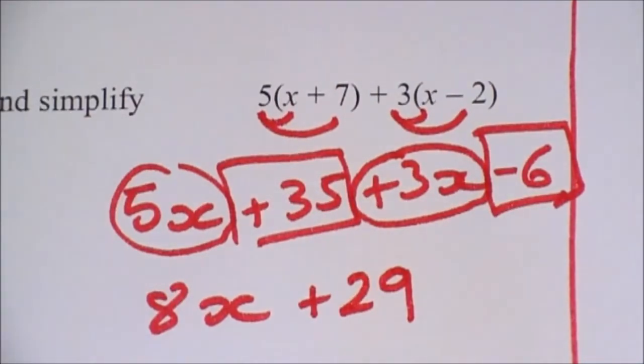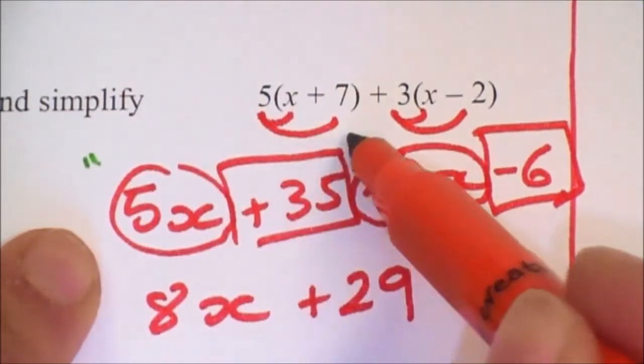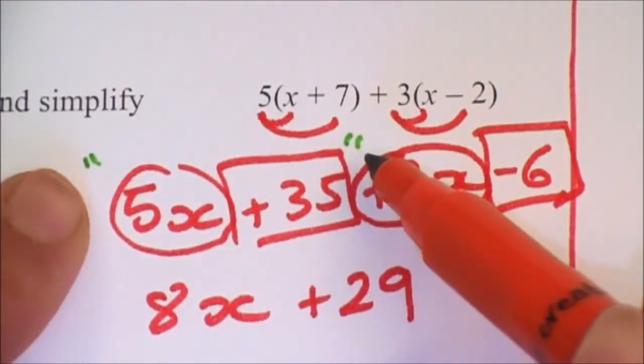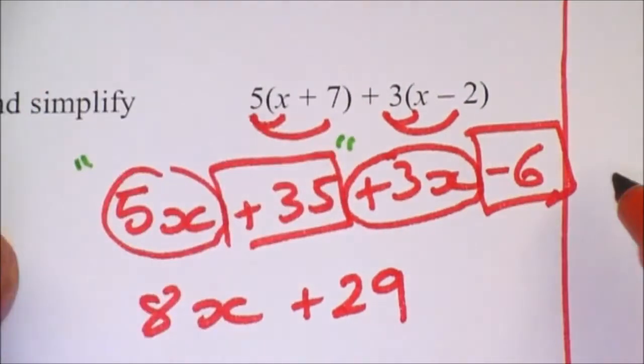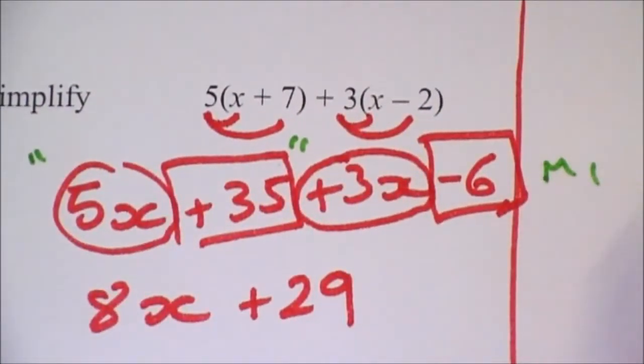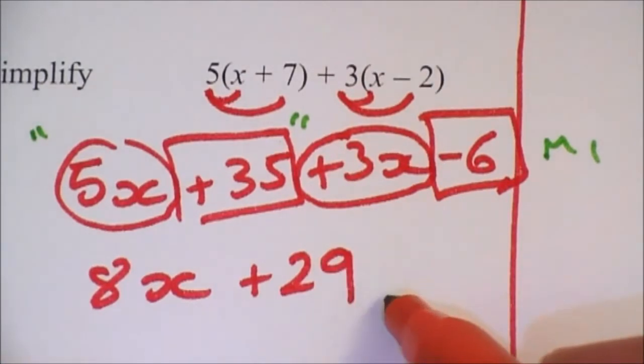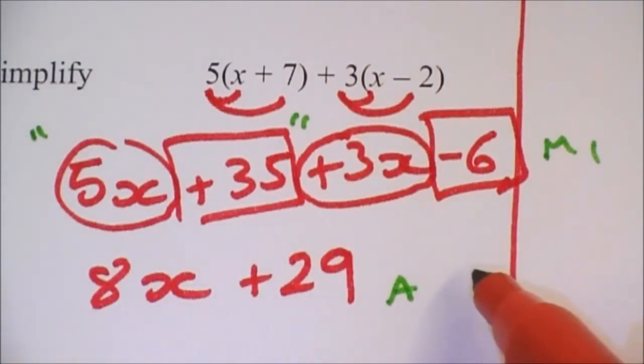It's a 2-mark question. You get 1 mark for expanding that bracket correctly or expanding that bracket correctly. So there's your first mark. And then your second mark is for getting the answer correct.